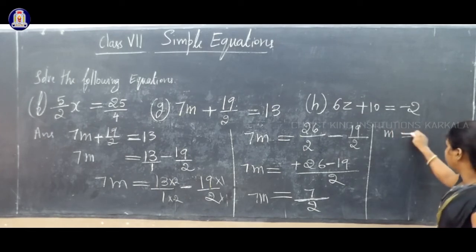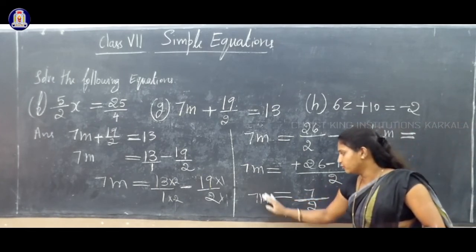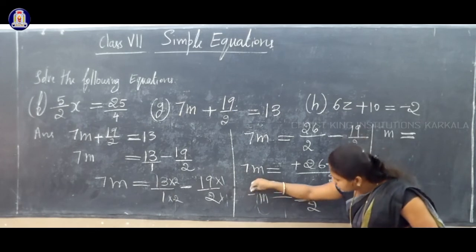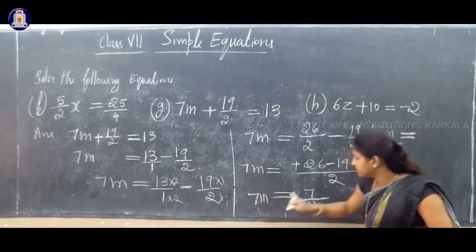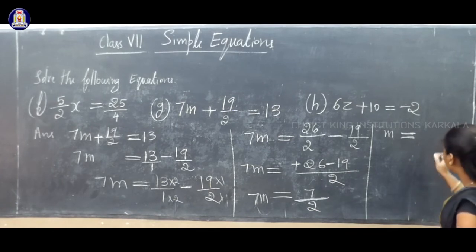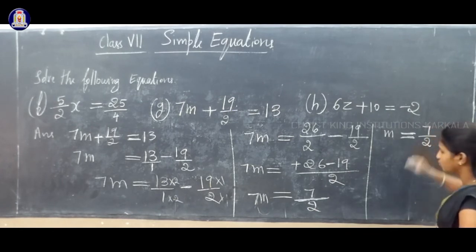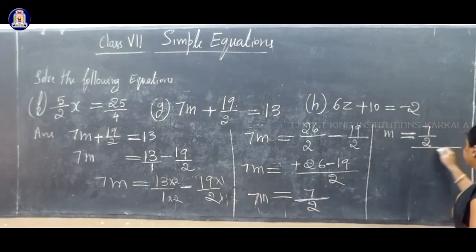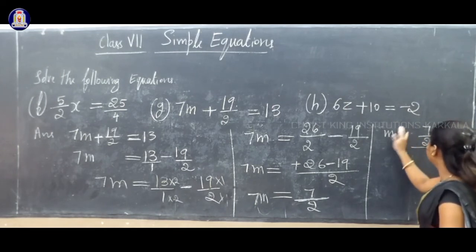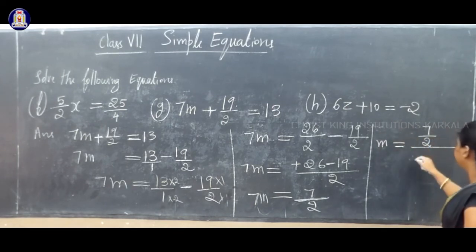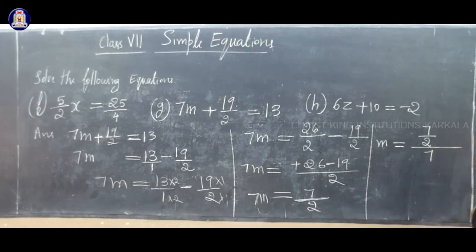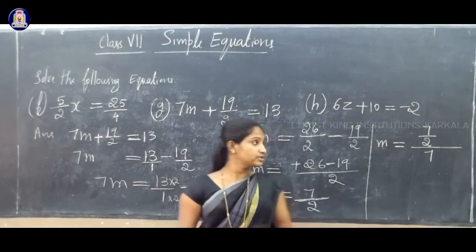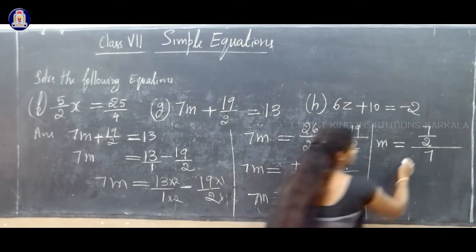So m is equal to... we want to find the value of y. Not y, m. We want to know the value of m. So m is equal to 7 by 2, and this 7 is multiplied, so the whole thing is divided by 7. This is multiplied, so it will divide the right hand side. Clear? So 7 by 2 whole divided by 7.